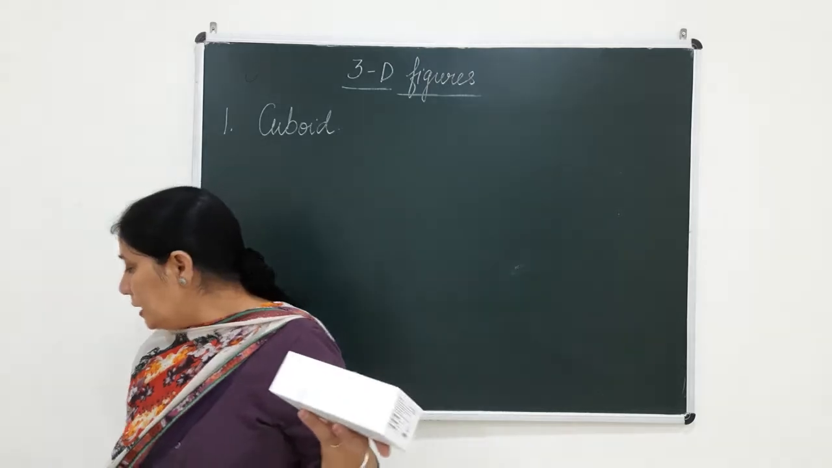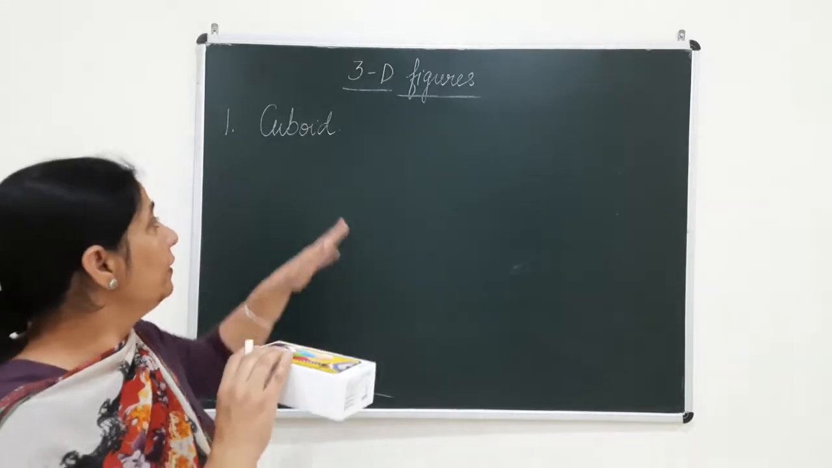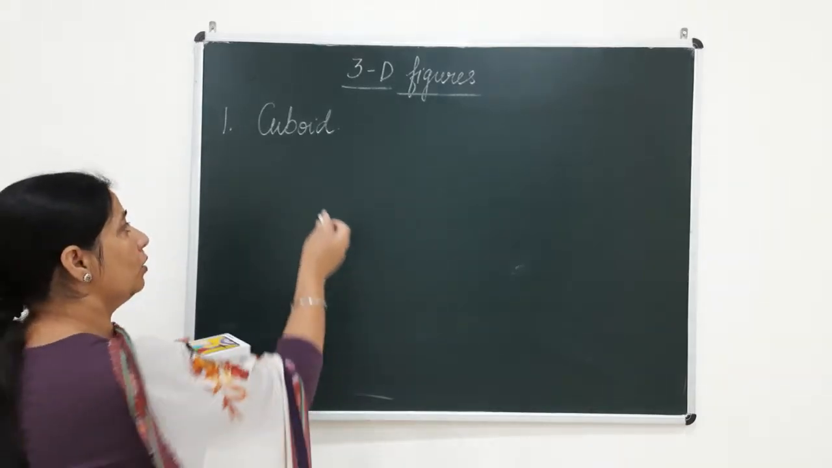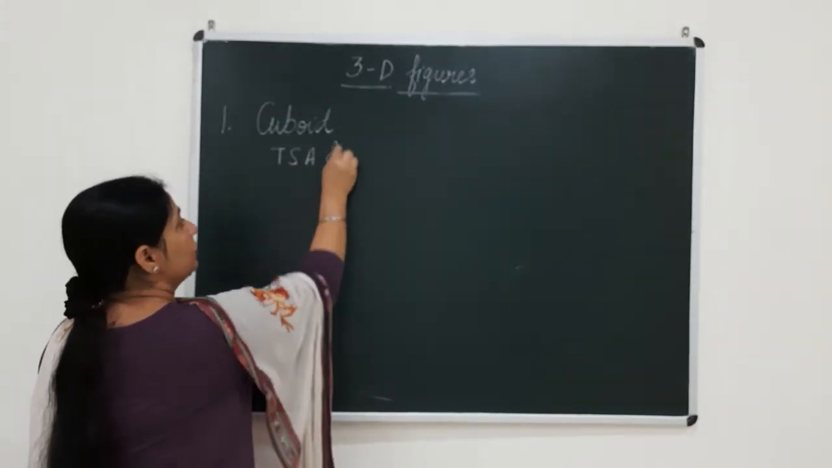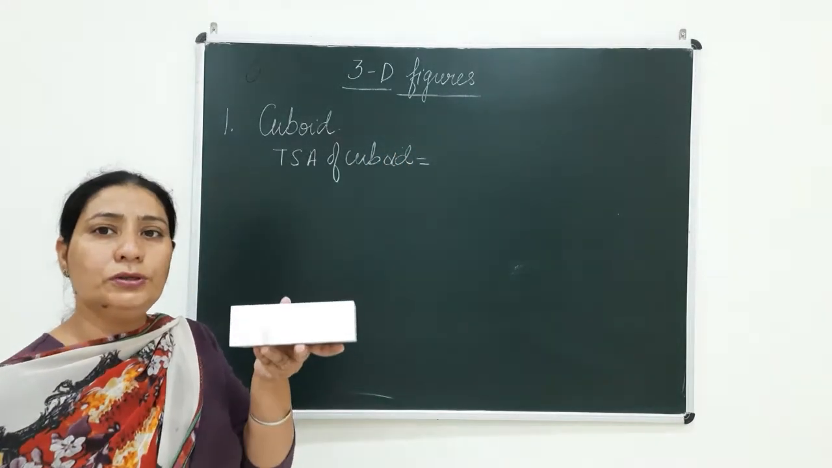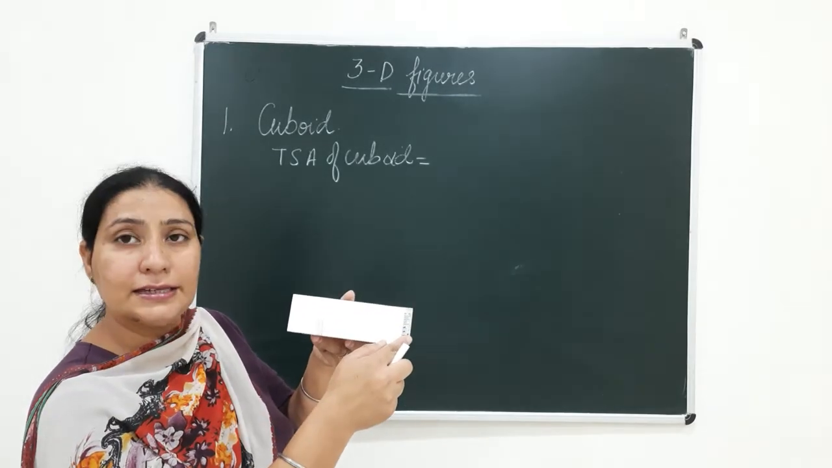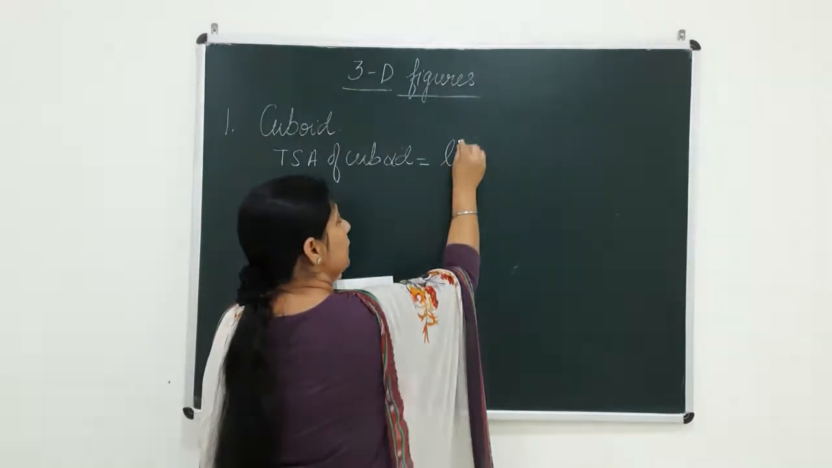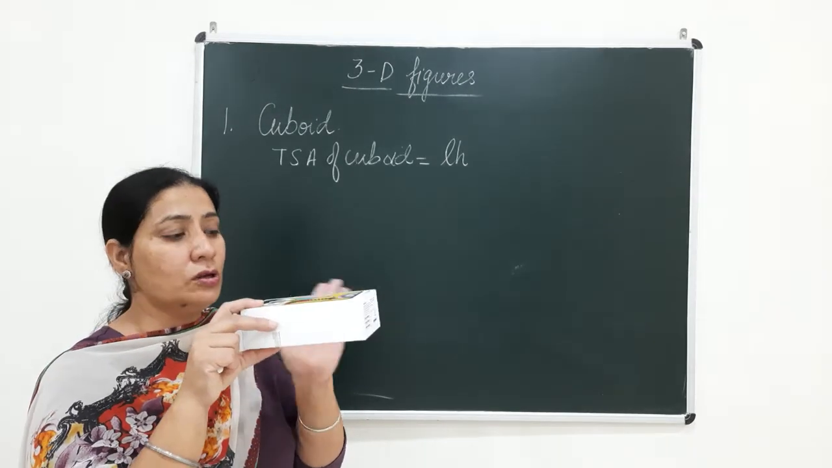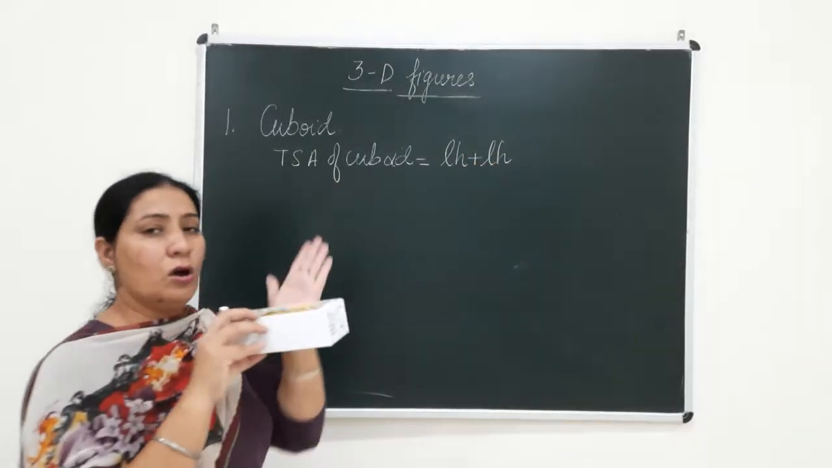Clear? Now as I told you, there are 6 faces in this cuboid. Then we will find the area of all the 6 faces to find the total surface area of the cuboid. First of all, we will derive the total surface area of a cuboid. If you see this side, this is the length and this is the height. That means length into height is the area of this face and there is an identical face on the opposite side. So I have another length into height on the opposite face.